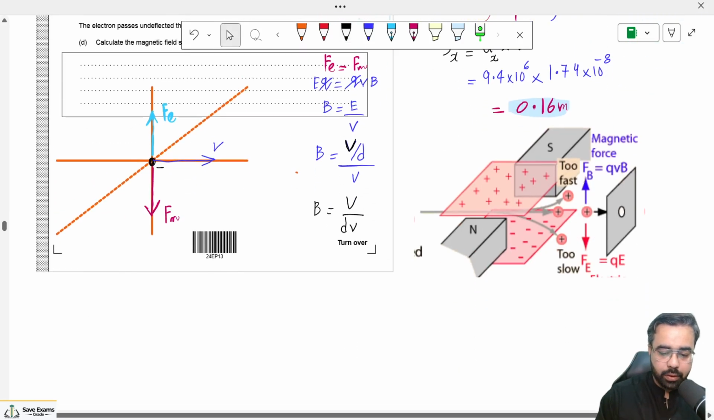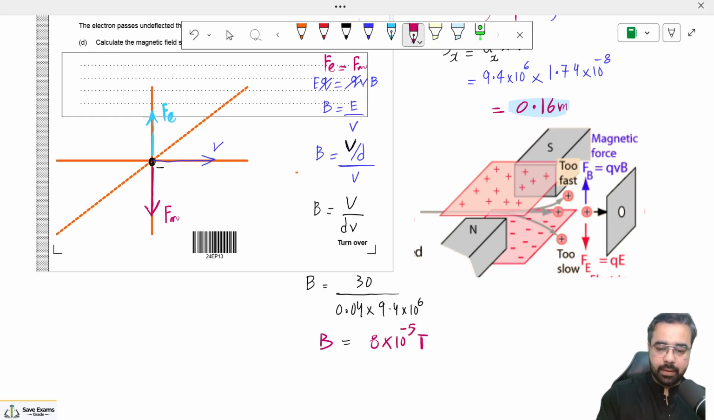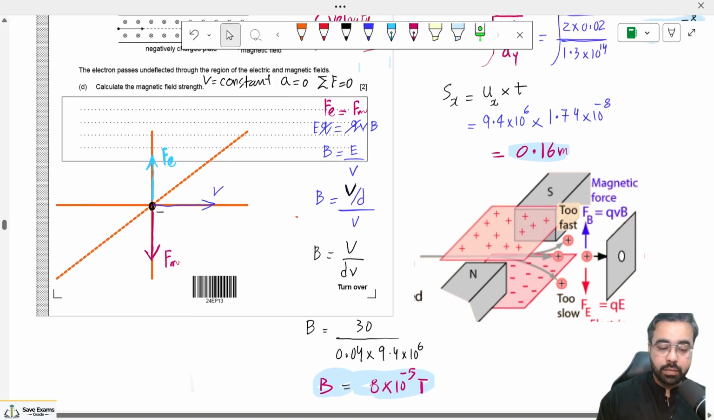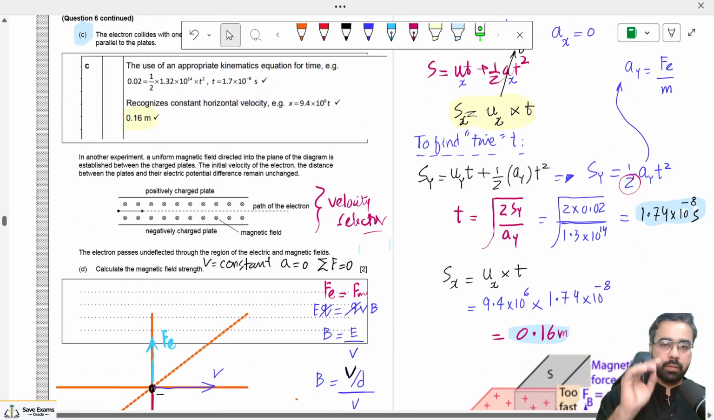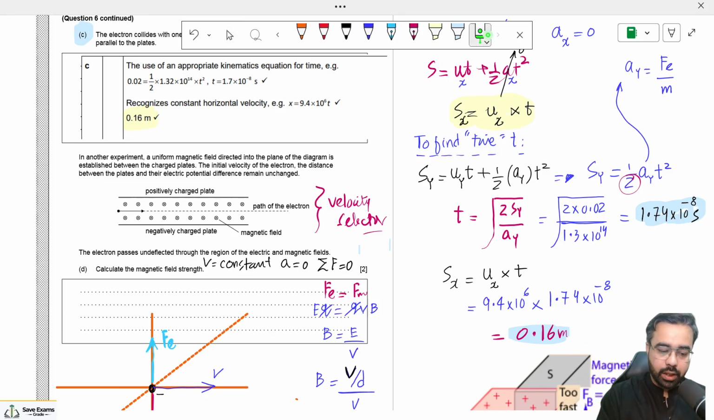Now I'm going to put in the values. So our answer is 8 times 10 to the power negative 5 Tesla. That is the magnetic field strength. If this magnetic field strength is applied in the negative z direction, meaning into the plane, then this electron can go undeflected. I hope you understand all the solution. That was a very detailed explanation, and let me know if you have any questions.